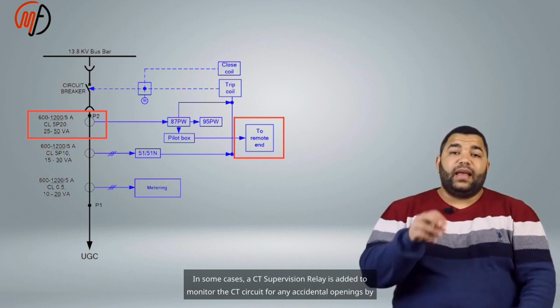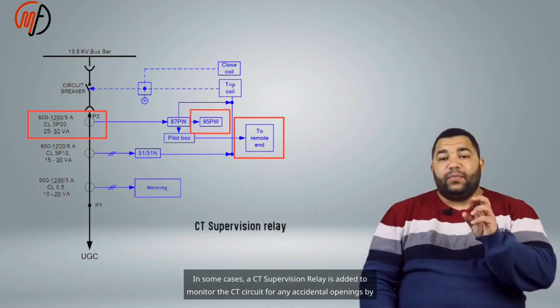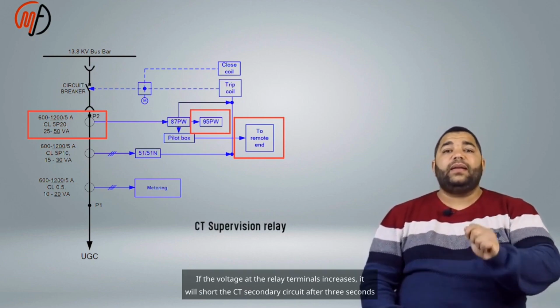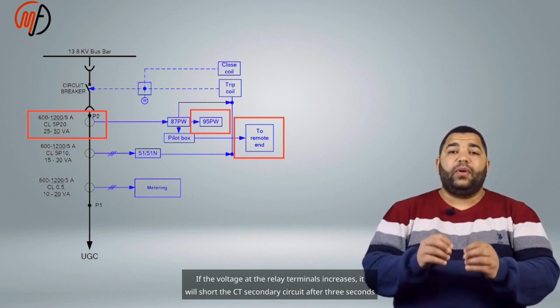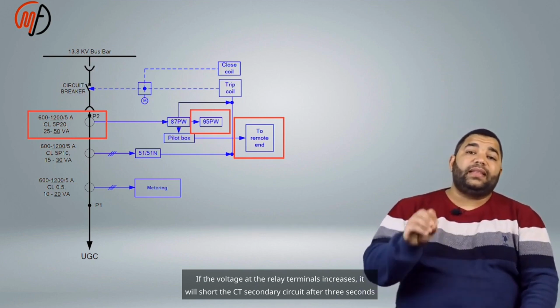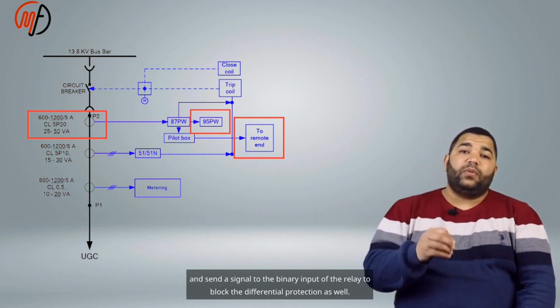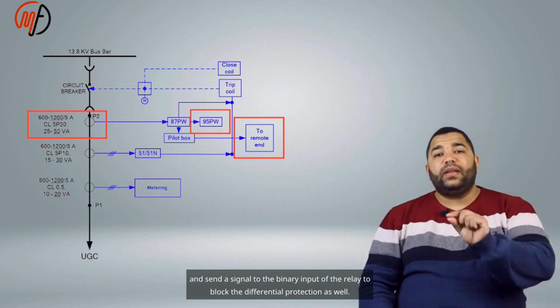In some cases, a CT supervision relay is added to monitor the CT circuit for any accidental openings by monitoring the voltage rise. If the voltage at the relay terminals increases, it will short the CT secondary circuit after 3 seconds and send a signal to the binary input of the relay to block the differential protection as well.